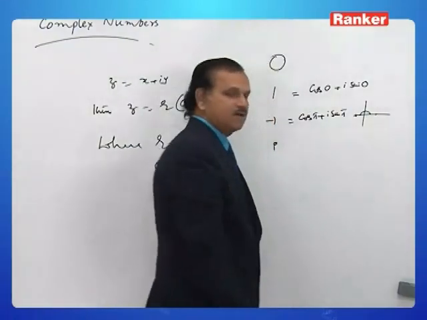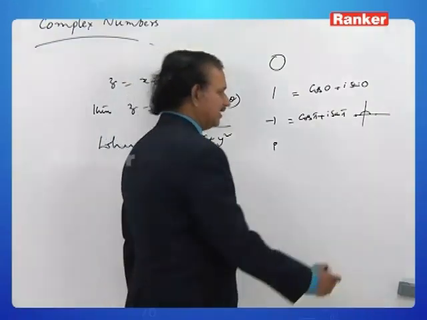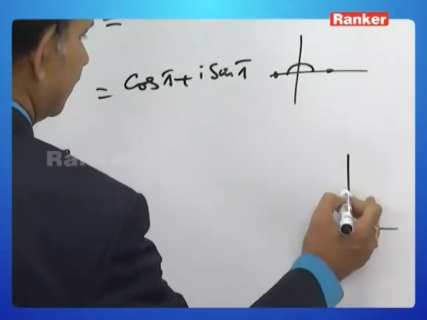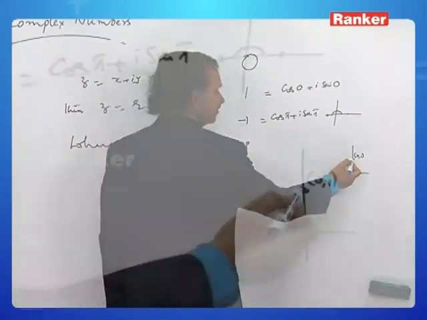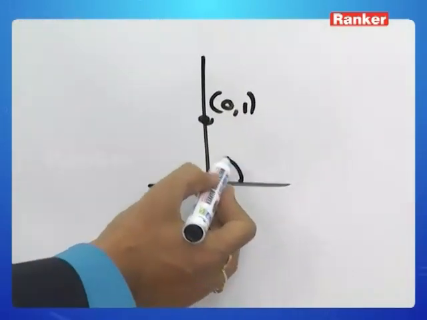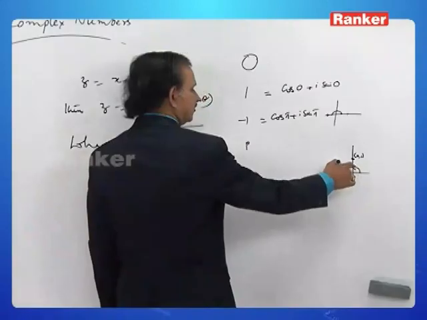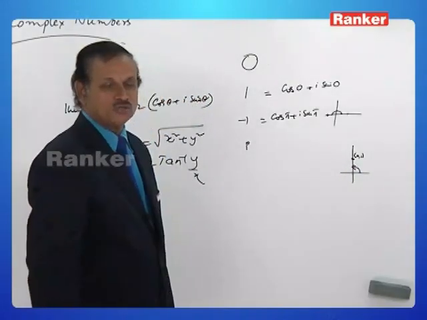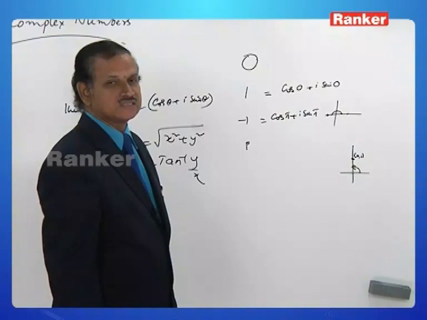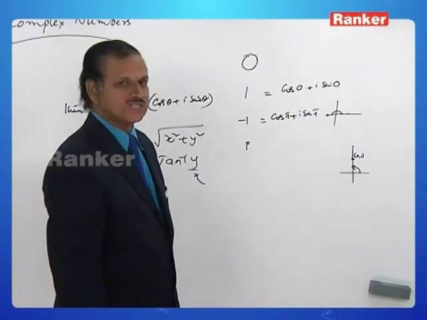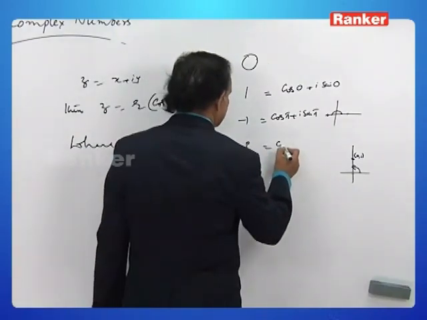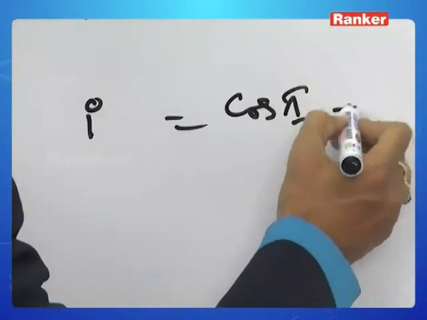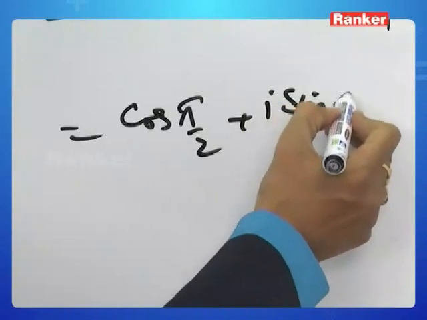Actually, i is nothing but 0 plus 1i. Hence, the point corresponding to i is (0, 1). So this is the complex number. What is the amplitude here? What is the complex amplitude? The y-axis makes 90 degrees with the x-axis. Hence it is pi by 2. It can be taken as cos pi by 2 plus i sin pi by 2.